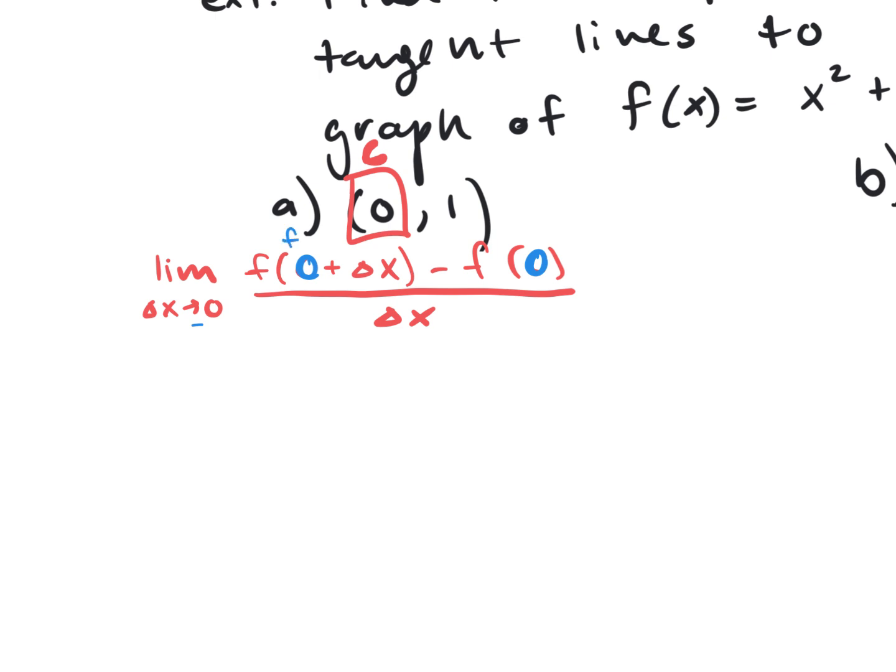So this is just asking for f of dx. So I'm going to plug dx into my x's. So we have dx squared plus 1 minus f of 0. If I plugged 0 into my x's, what would we get? 1 over dx. And we're still finding the limit of this, the limit as dx approaches 0.